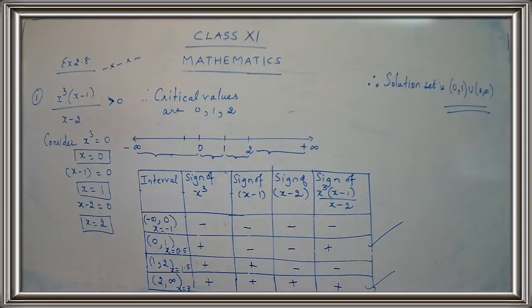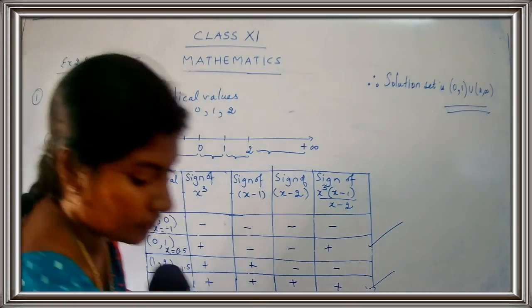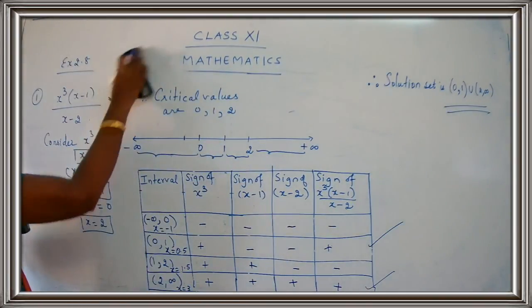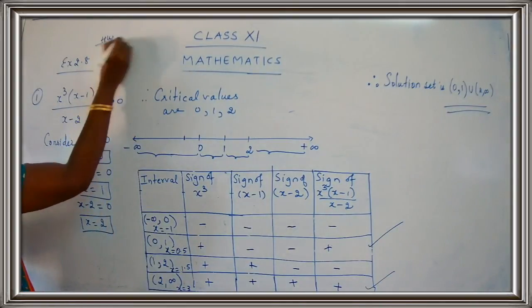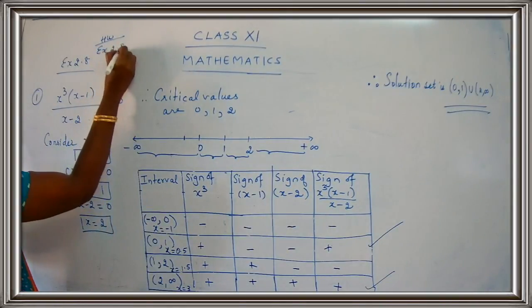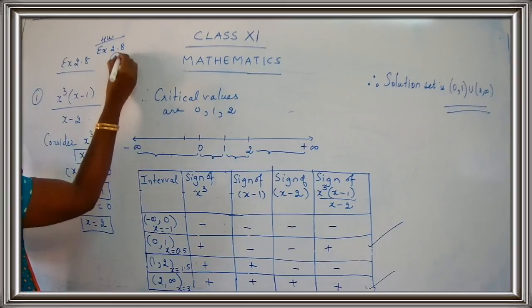Okay, children, have you taken down? Okay. Now let's come to the homework part. Your homework is from 2.8, the second question and the third question. From 2.8, question number 2 and question number 3. I'll just mark down the homework here. Write down the homework here. Homework, exercise 2.8, sum number 2 and sum number 3.